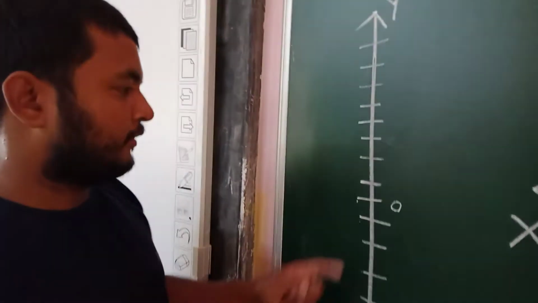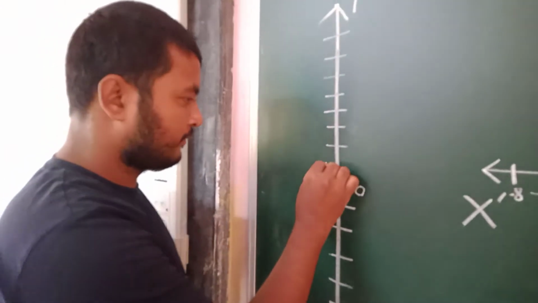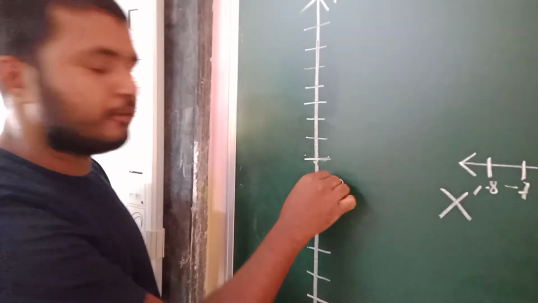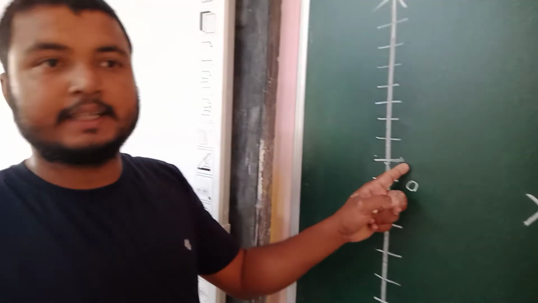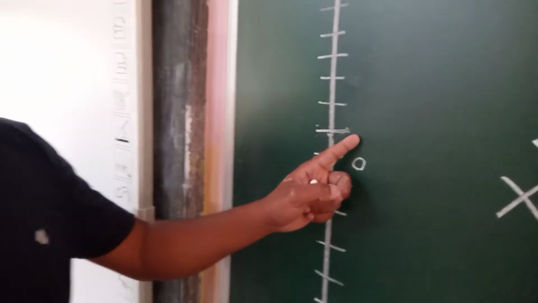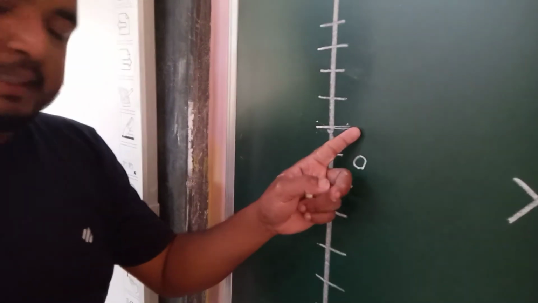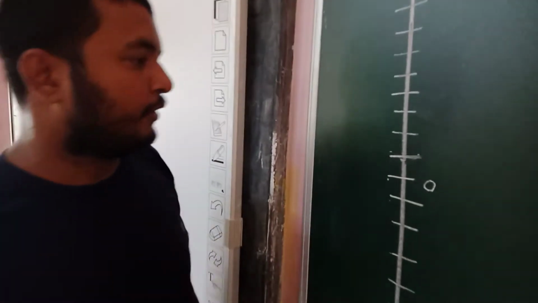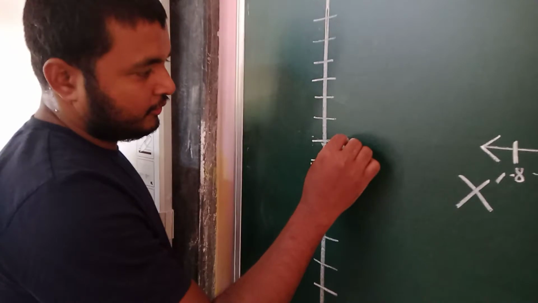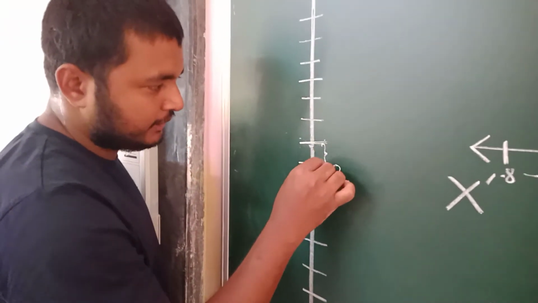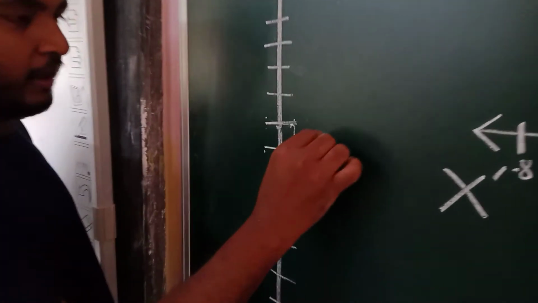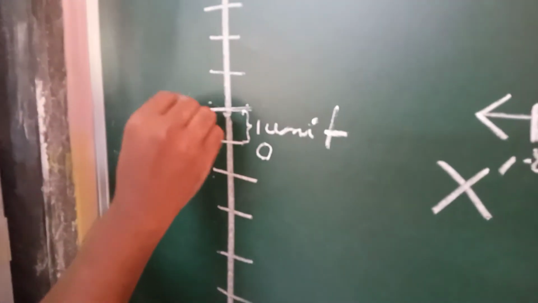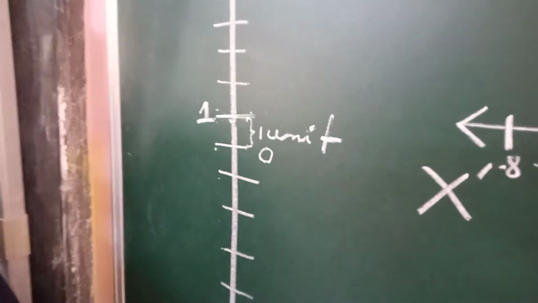So from here to here we take 1 unit. The 1 unit distance may be 1 centimeter, 1 meter, 1 kilometer, and so on. So here we write 1 unit. From here to here it is 1 unit, so we write here 1.